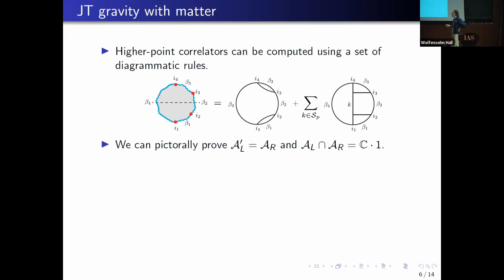In particular, the key properties we want to prove about the algebras AL and AR is that the commutant of AL equals AR, and furthermore, that the intersection of AL and AR is trivial, just consisting of multiples of the identity. And this can be done pictorially, and it's very nice, but I'm not going to discuss it in this talk. An interesting consequence of this fact is that the algebras AL and AR together generate the entire algebra of bounded operators on this Hilbert space, which you can think of as the statement of bulk reconstruction. Any operator acting on the Hilbert space can be written in terms of operators in AL and AR in some limiting process.